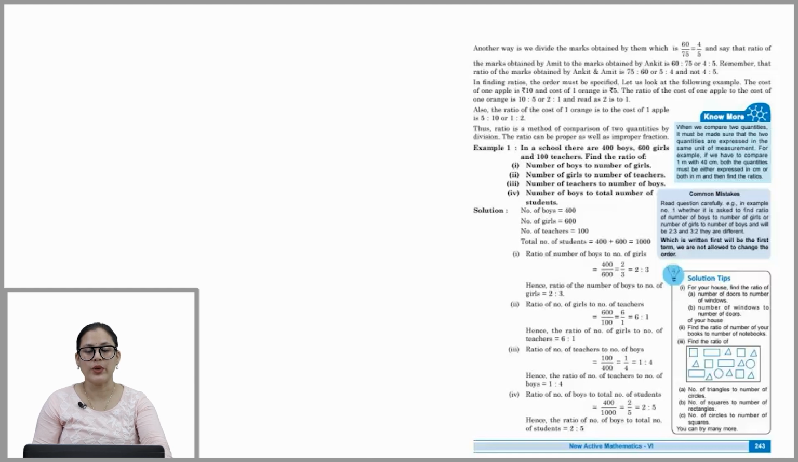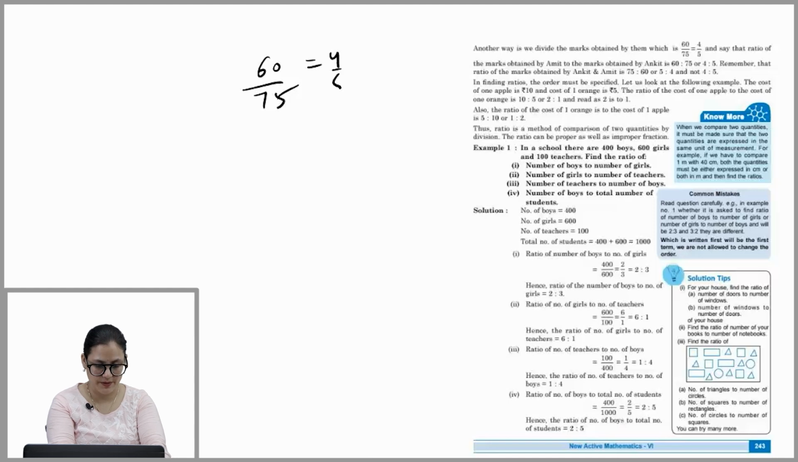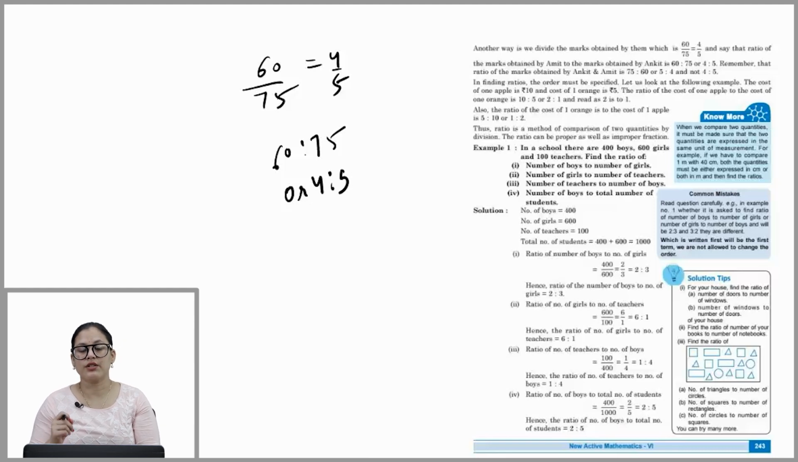Another way is we divide the marks obtained by them, which is 60 divided by 75 is equal to 4 by 5. And we say that the ratio of the marks obtained by Amit to the marks obtained by Ankit is 60 is to 75 or 4 is to 5. Remember that the ratio of the marks obtained by Ankit and Amit is 75 is to 60 or 5 is to 4 and not 4 is to 5, right? In finding ratios, the order must be specified.